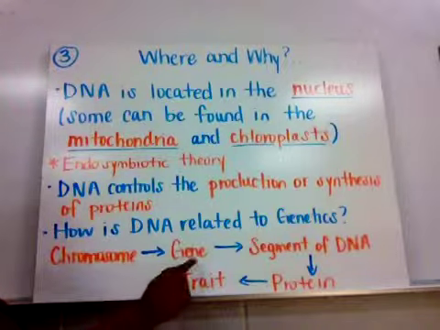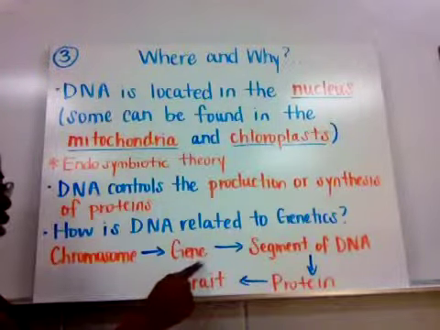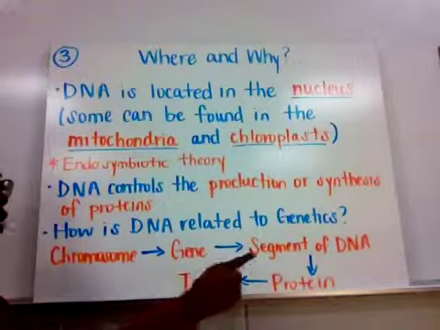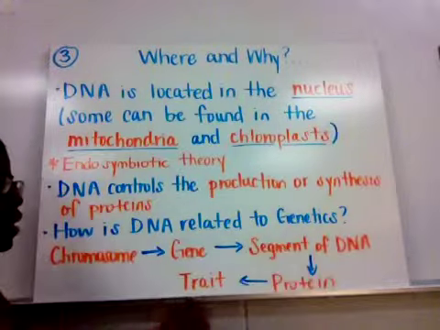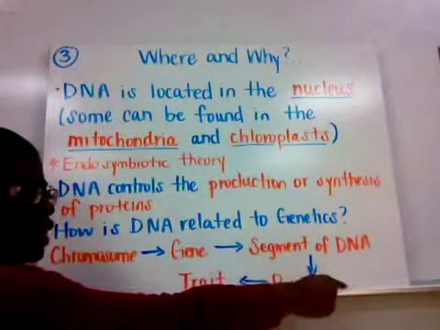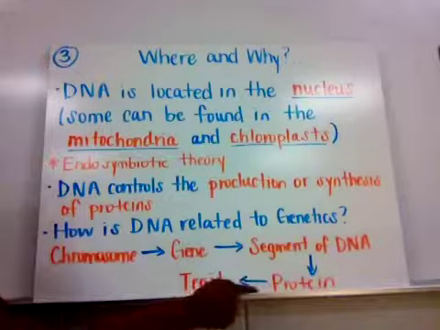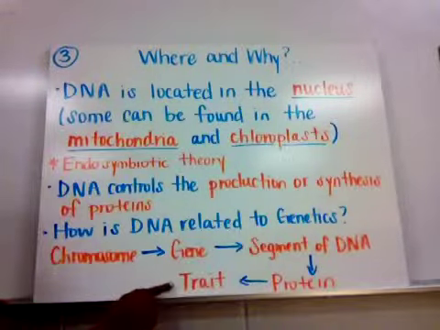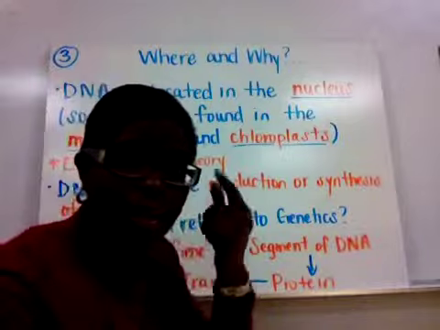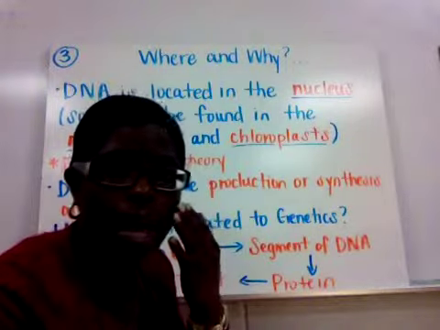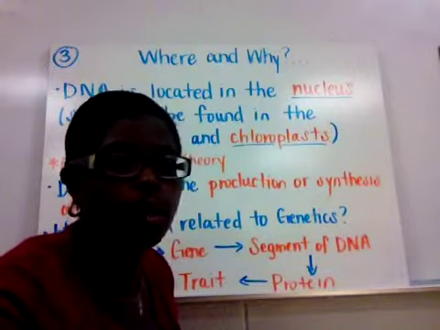So a chromosome is going to make up a gene. The gene is then going to compose or be embedded into the segment of DNA. That DNA is then going to create a protein. And then that protein is going to be used to express a trait. So your eye color, your hair color, your shade of your skin, those are all traits.